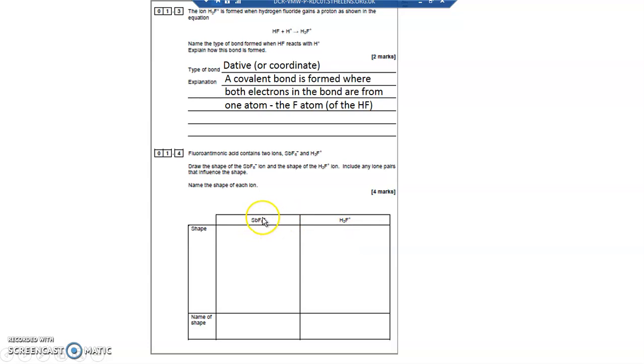So let's do SF6 minus. If you find S, it's in group 6 of the periodic table. It's gained an electron, so if it's in group 6 of the periodic table, it's got 6 electrons in its outer shell, gained 1, it's got 7 electrons in its outer shell, it's bonding 6 F, so it's got 6 bonding pairs.